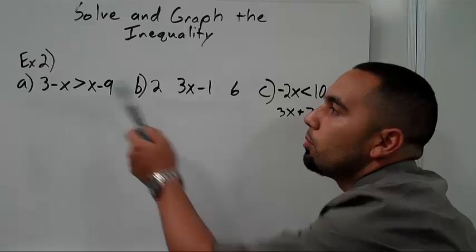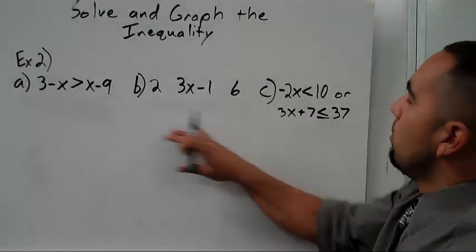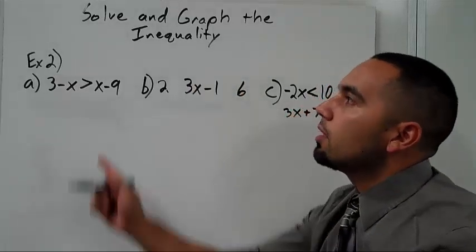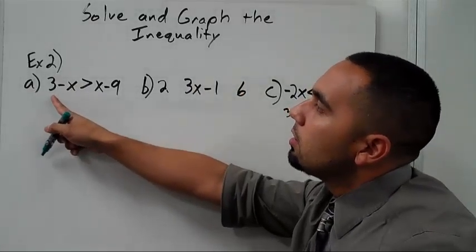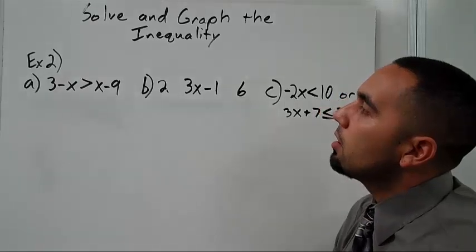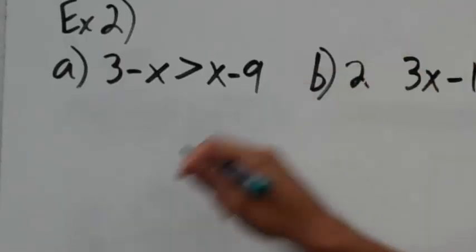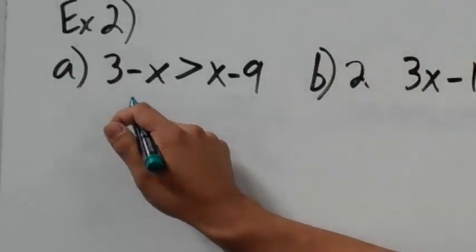Okay, so example number 2. Oops, my board's fallen. Solve and graph the inequality. So example number 2 says 3 minus x is greater than x minus 9. So I'm going to solve this, and I want to graph it when I'm done. Let's go ahead and solve it first.